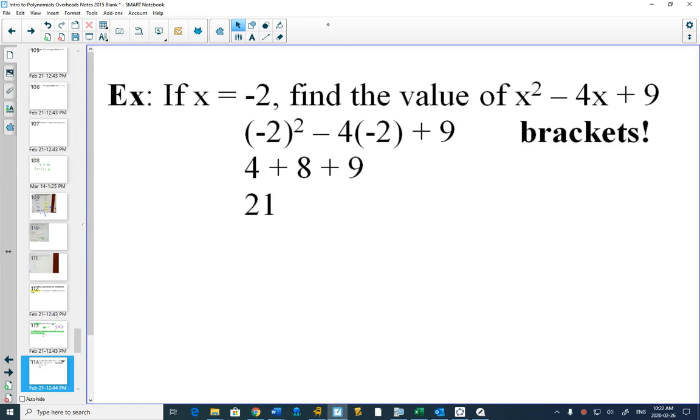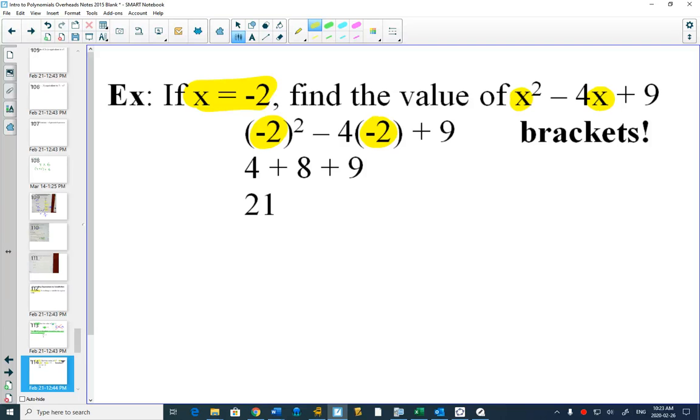So here, if x is -2, again, I'm going to highlight that. X is equal to -2. That means wherever you have an x, you're going to replace that x with a -2. And that process is called substitution. You're substituting the number in where the x value was. And the rest is just order of operations and BEDMAS. So if I had -2 squared minus 4 times -2 plus 9.